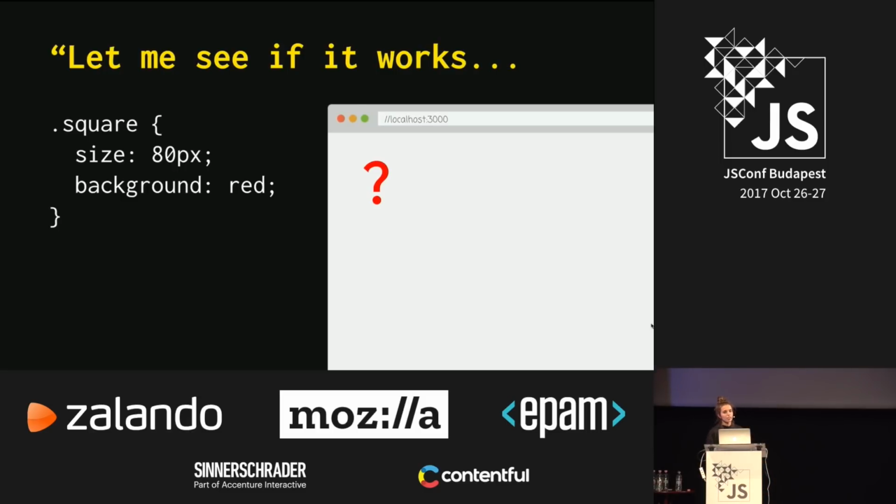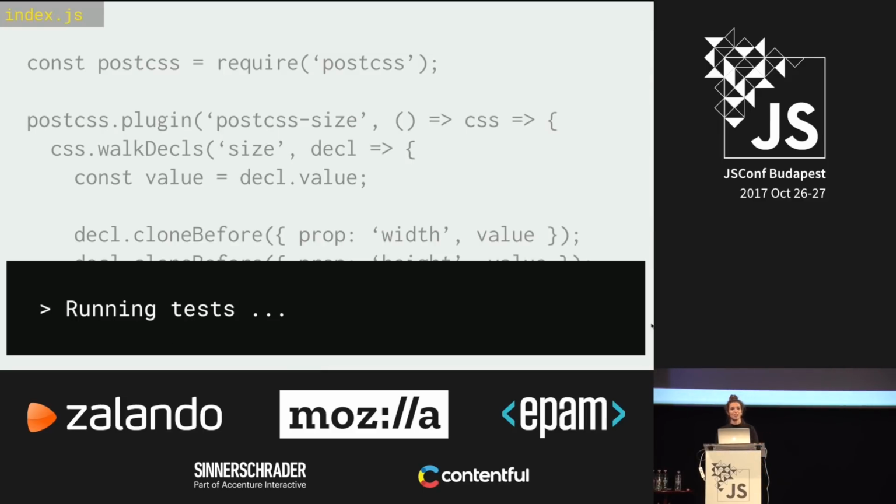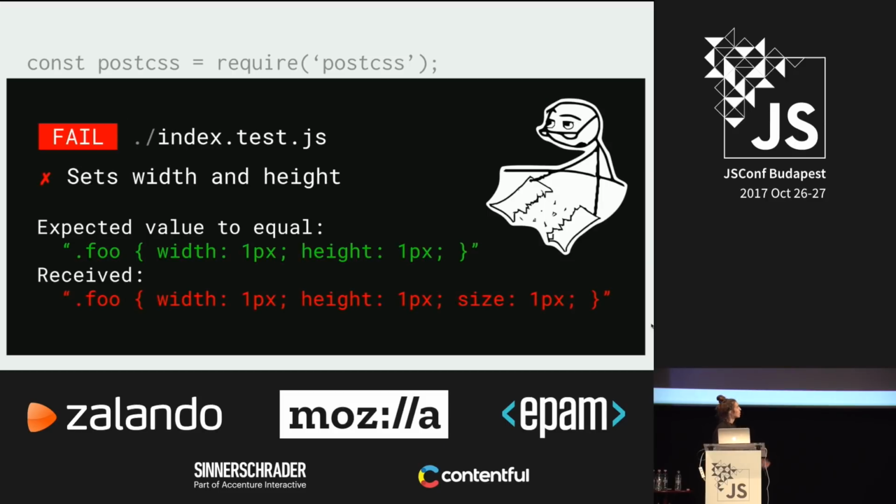We have a class, a square class with a size of 80 pixels and a red background. Is anyone here that thinks that this will not work? I believe it works. I mean, my code is perfect, right? Of course it works. Come on. Now, if it works in the browser, it will work in the test. Yes? No? Of course it works. Wait a second. Oh, it doesn't work. My code is not perfect anymore.